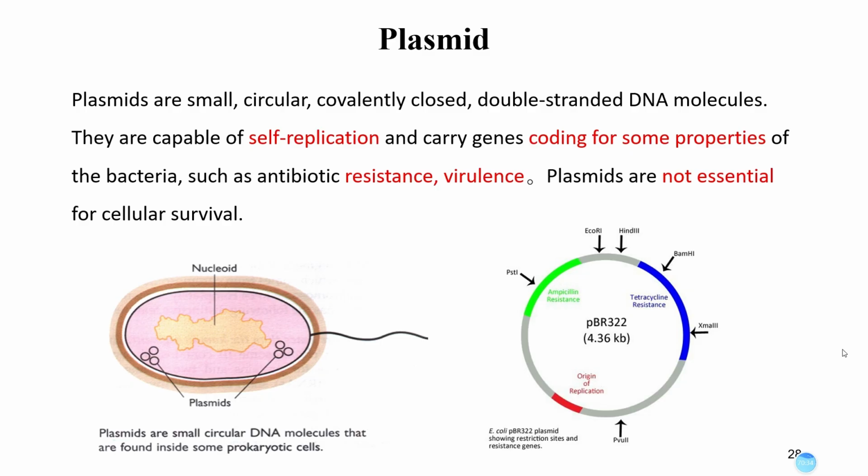This is an example of a plasmid, the map of the plasmid, and you can see the size of this one is 4.36 kb. So that means 4,360 base pairs.